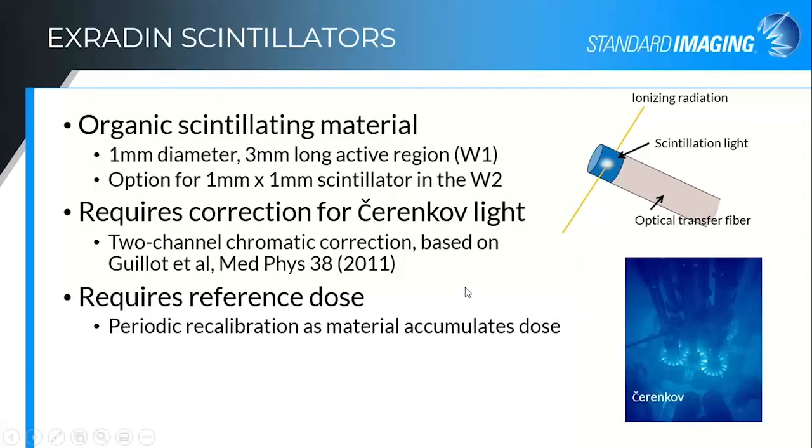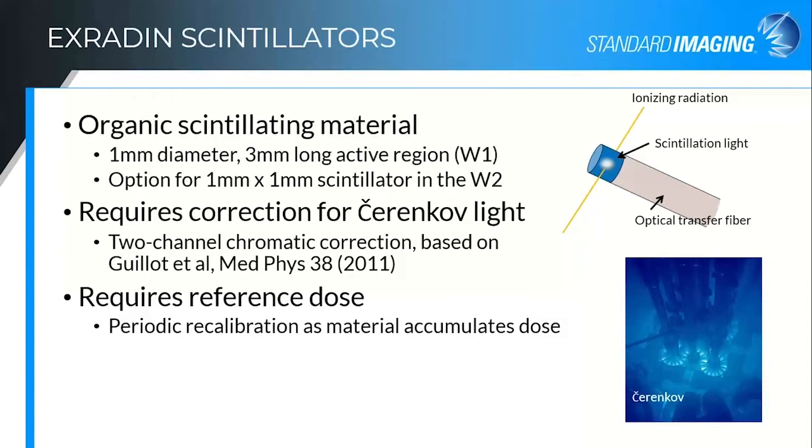You do have to correct these scintillators for the Cherenkov light. This is a contaminant light that's produced within that optical transfer fiber. It's a PMMA optical transfer fiber. And that signal, because we're looking at an optical signal from the scintillator, we have this additional optical signal from the Cherenkov light that's produced within that optical transfer fiber. We have to have a removal method to get that out of the picture.